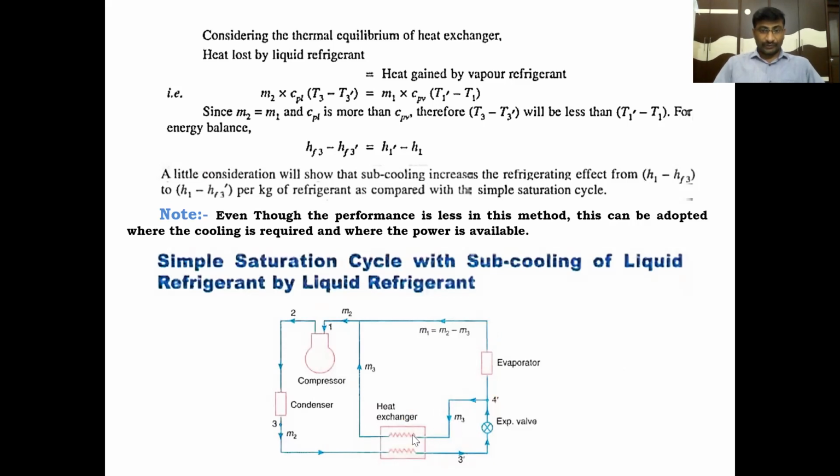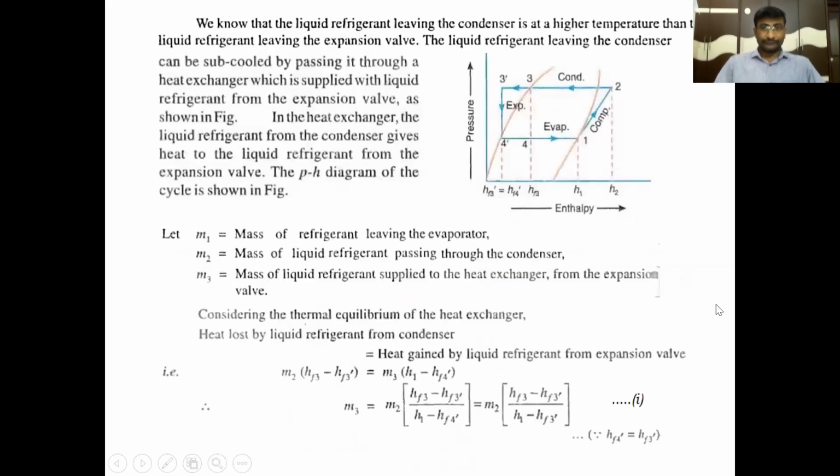Here, M3 is the amount of liquid refrigerant which is diverting at 4 dash, and M2 is the total amount of liquid refrigerant, that is M1 plus M3 at 4 dash. Some liquid refrigerant is diverted, and the remaining amount is M1. That is, M1 equals the total amount M2 minus M3, which is diverted. So this is the M1. Again, M1 is mixed with M3 and we get M2. Clear?